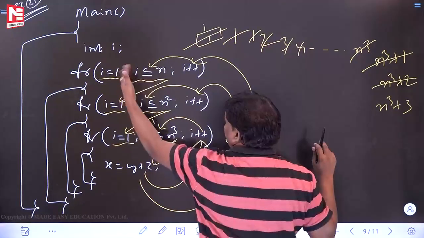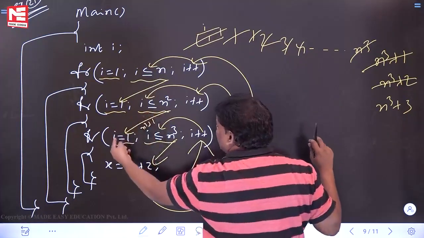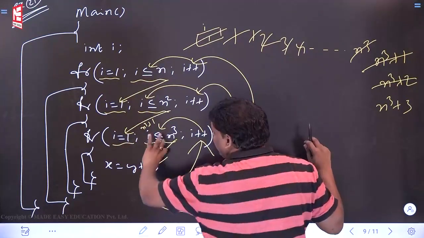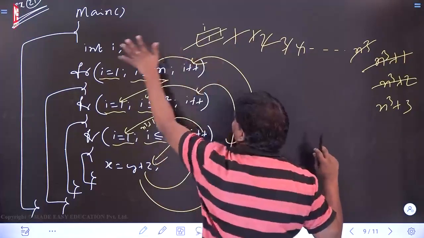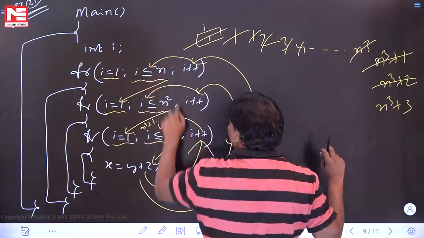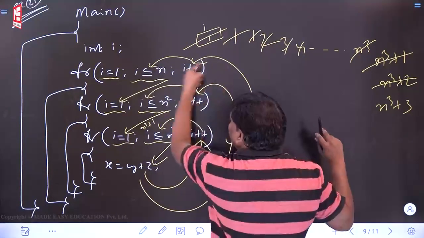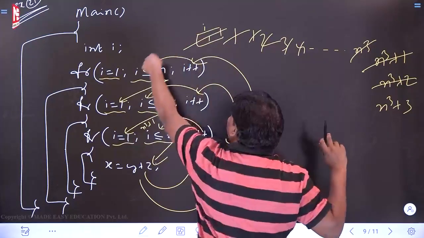Now, the i loop: first i loop runs 1 time. Second i loop runs 1 time. Third i loop runs n cube times. Whenever it fails and I go back, they fail, because they are only less than or equal to n square, or only less than or equal to n. This is already n cube. After n cube is over, it fails. Then when I come back, it is n square, fail. When I come back, this is n, fail.